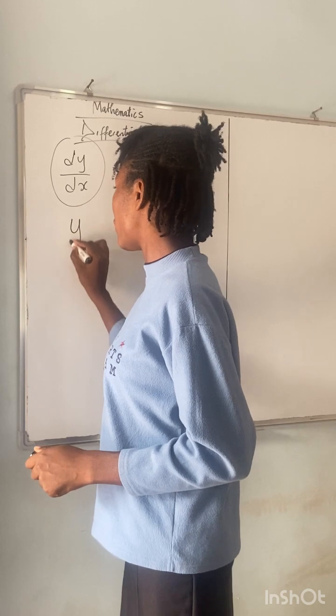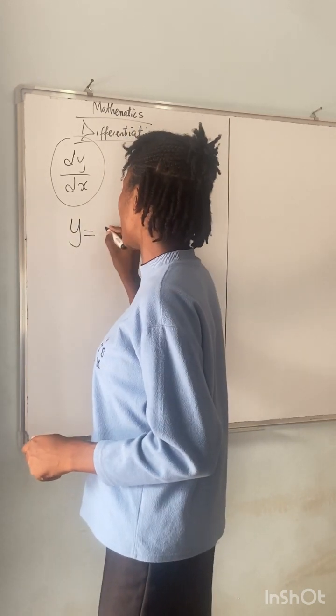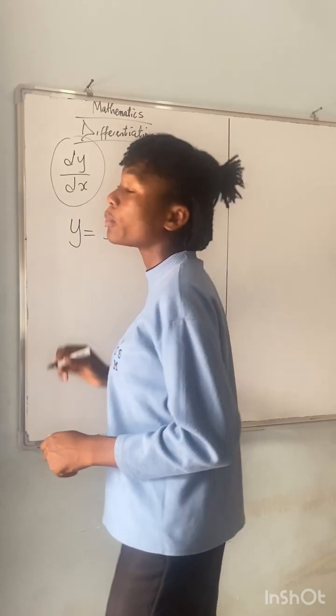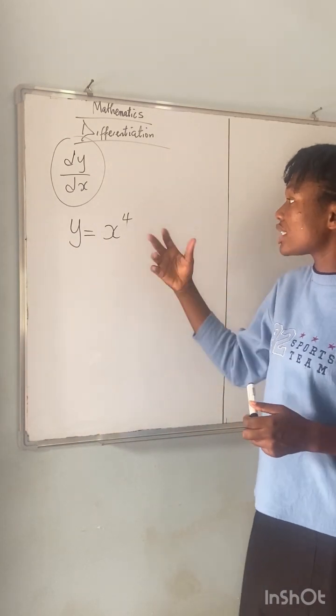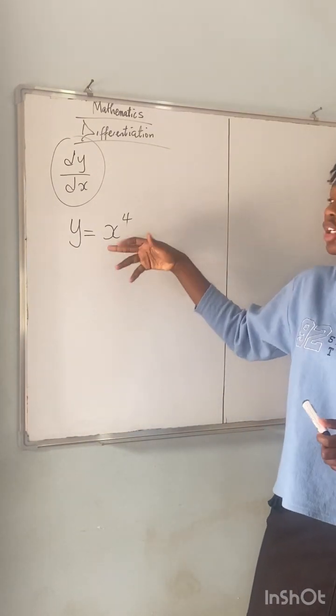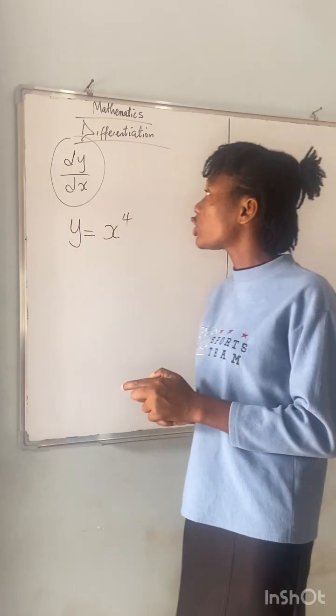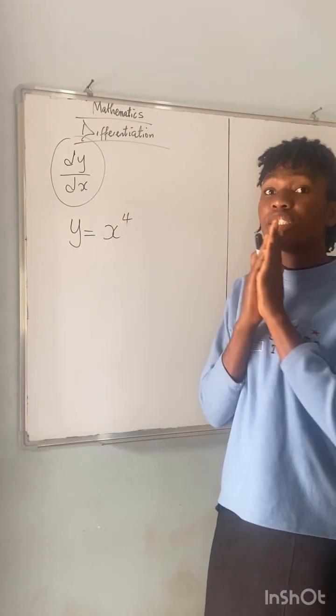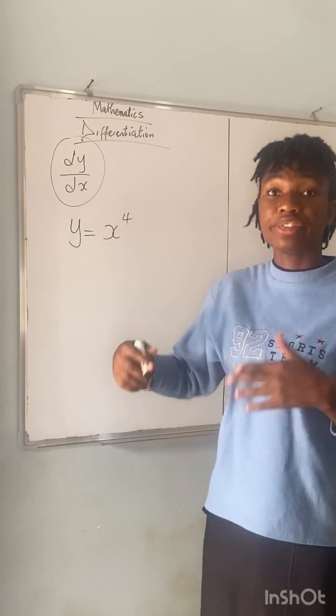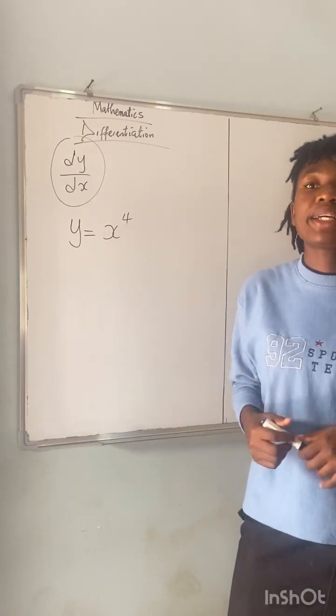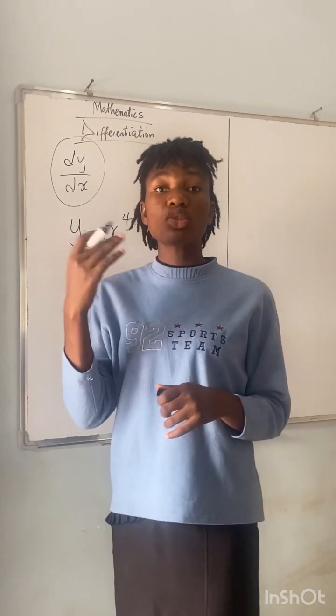So let's assume a function is given to us where our y is equal to, let's say, x raised to power 4. This shows us that y will be varying: as the value of x increases, the value of y will also change, right? So if we're asked to find the differential coefficient of y, that is to differentiate y with respect to x, I'm going to show you quickly how to differentiate.